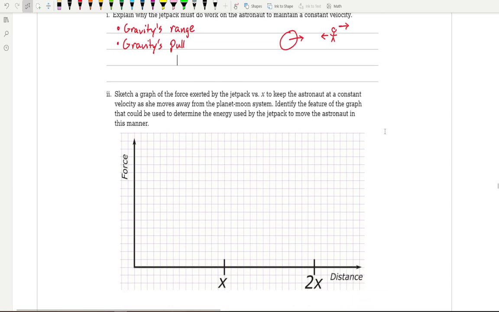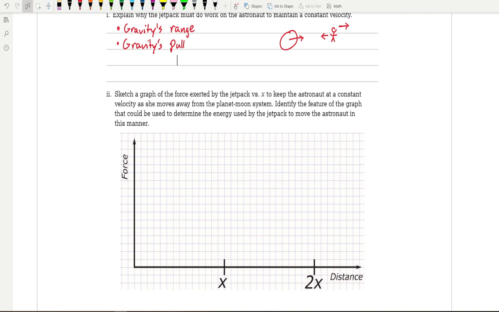For part two, it says sketch a graph of the force exerted by the jetpack versus the position to keep the astronaut at a constant velocity as she moves away from the planet-moon system. Identify the feature of the graph that could be used to determine the energy used by the jetpack to move the astronaut in this manner. Okay, so let's see here. Let's go for this. Force is on the y-axis. Distance is on the x-axis.